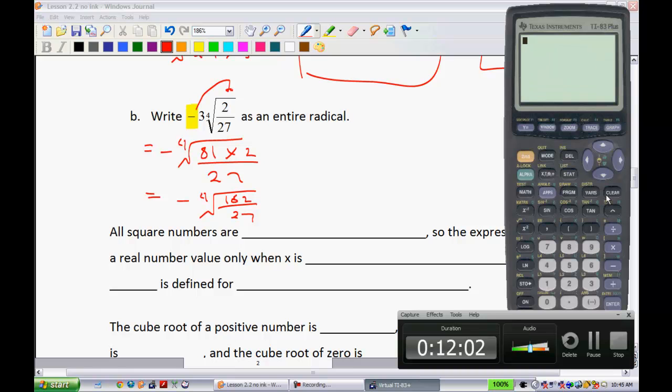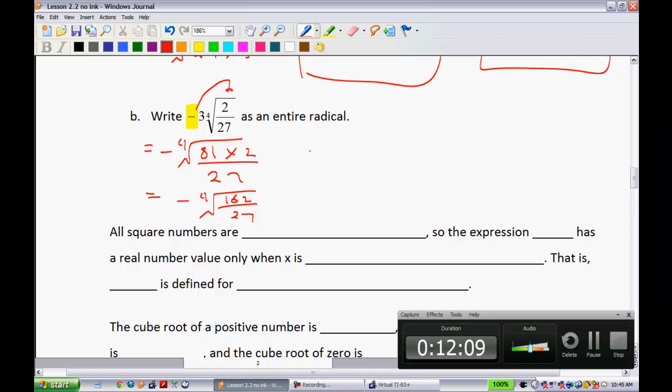Now, if you check this in your calculator, if we take 162 and we divide by 27, that can be simplified further, such that we have negative the 4th root of 6. If you were to put this and that into your calculator, you would find out that those are exactly the same thing. They are equivalent. Good.